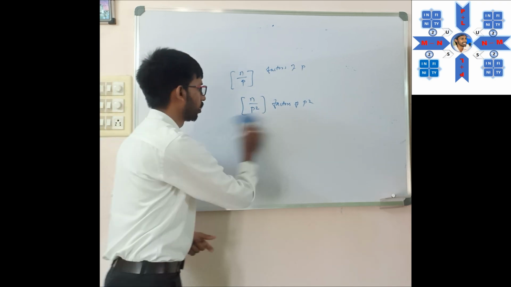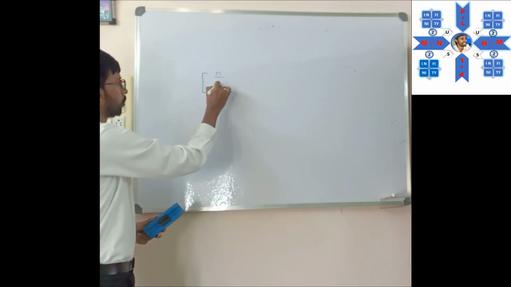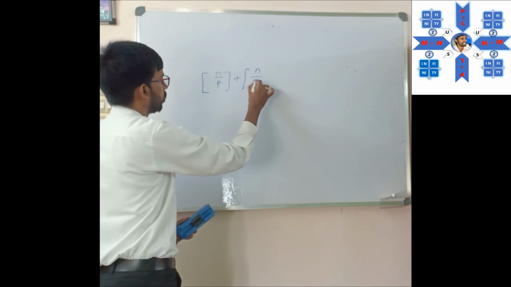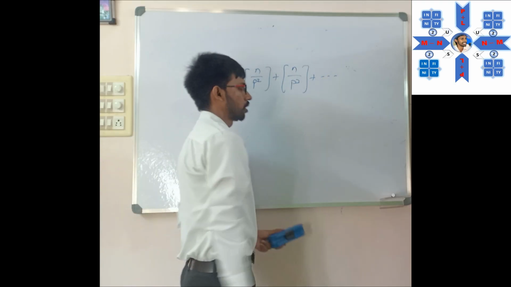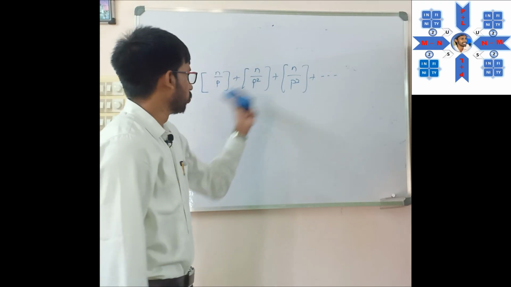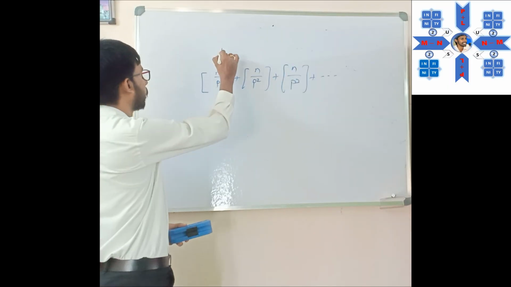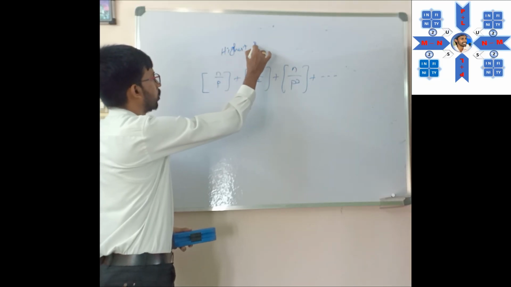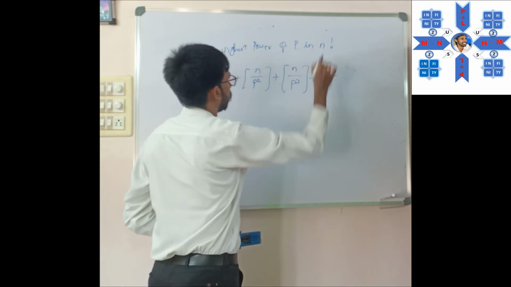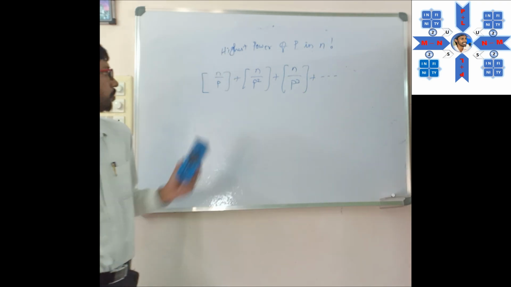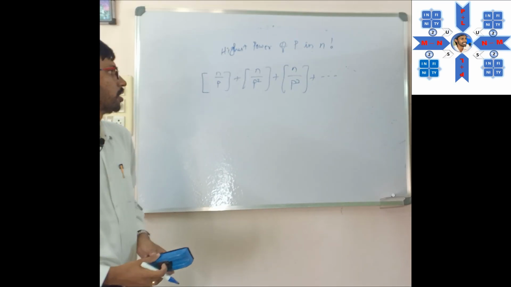So when you are going to identify the highest power, it will be n by p plus n by p square plus n by p cube plus etc. So this is the basic notation for identifying the highest power of p in n factorial. This is the basic logic to identify the highest power of p in n factorial.